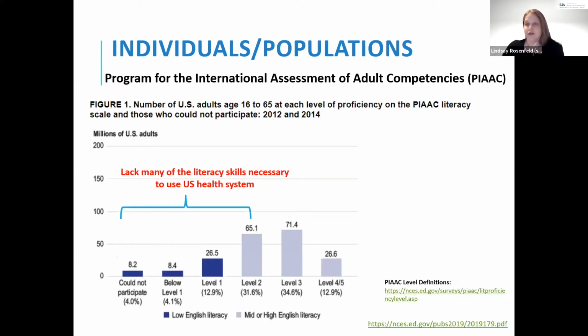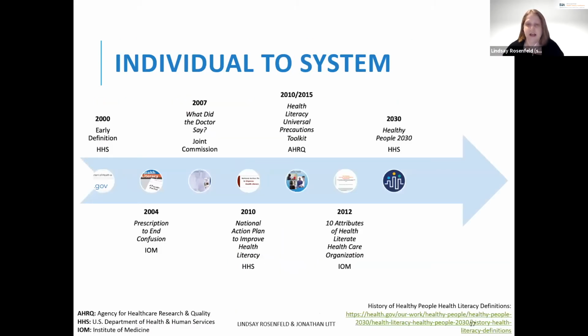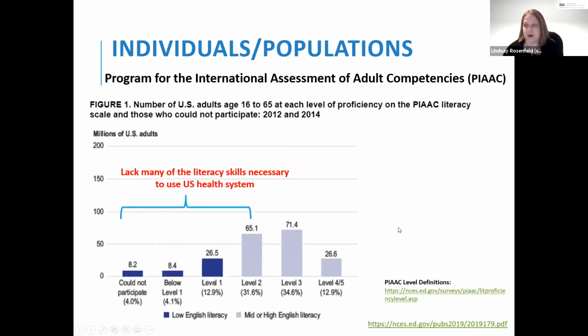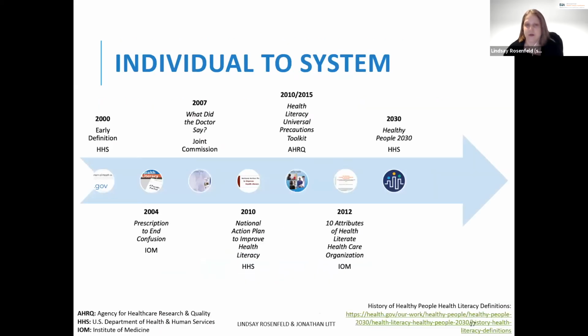And what we know certainly is that adults in the United States, a large proportion of them, do not have the literacy skills necessary to use the US health system, right? So this is a substantial proportion, which should say to us that all of us every day in our interactions with patients meet people and interact with people who are having difficulty because they don't have the literacy skills necessary to interact with the systems that they're interacting with.